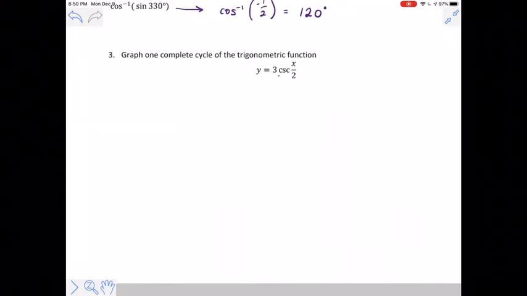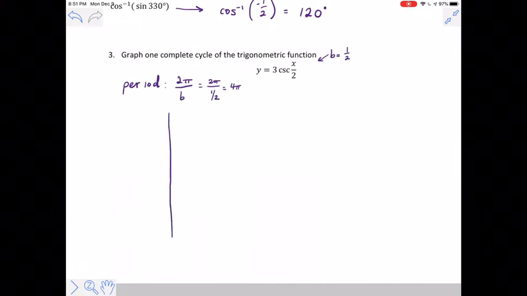Okay, now cosecant. We would first determine the period, and the period is 2 pi divided by b, and in this case, b equals 1/2. So it's 2 pi divided by 1/2. Dividing by 1/2 is the same as multiplying by 2, so the period is 4 pi. Now, there's no phase shift or vertical movement moving the graph up or down. So I'm going to start at 0 here and go out a distance of 4 pi. So there's one cycle, the length of one period.